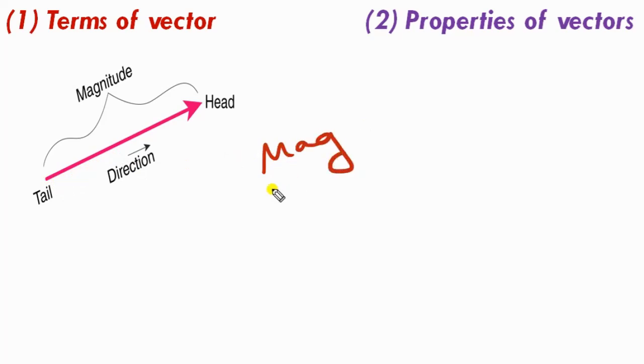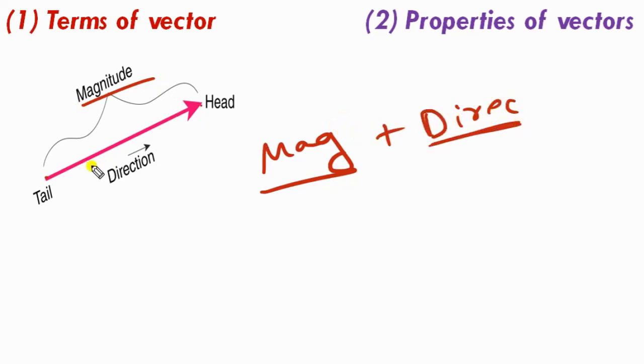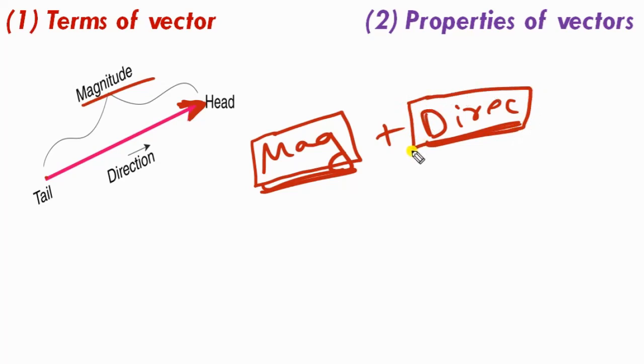First is magnitude, which is nothing but the length of the arrow representing the vector. In this case, this is the length of the arrow from here to here, which is the magnitude. And the second property is direction, and the direction is shown by this arrowhead. Since a vector is described by its magnitude and direction, if I am not changing any of these two properties of a vector, I am not changing the original vector too.